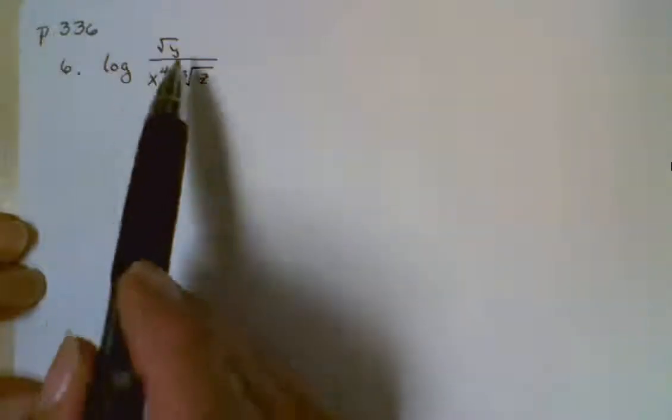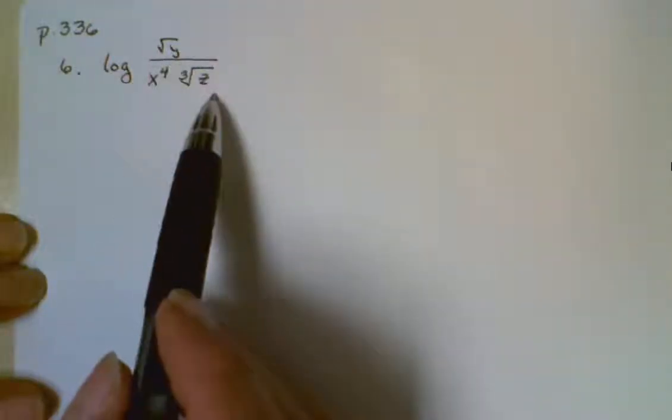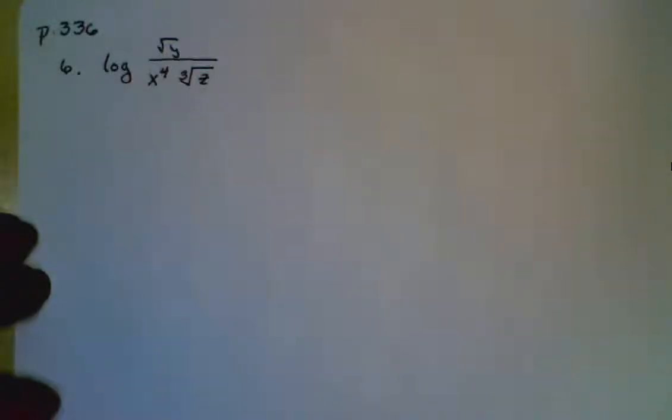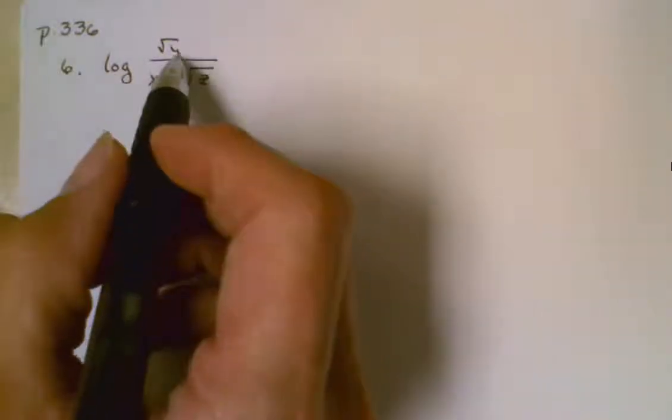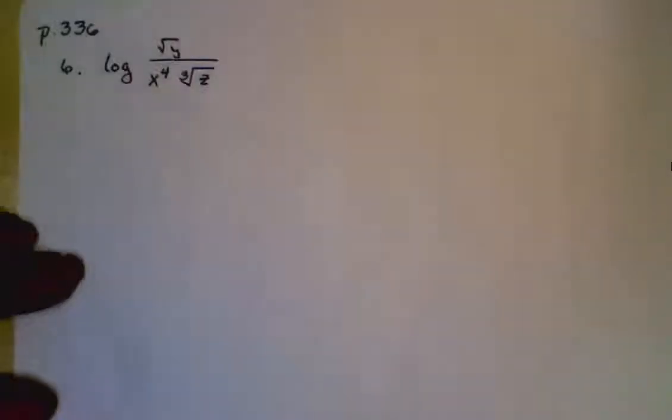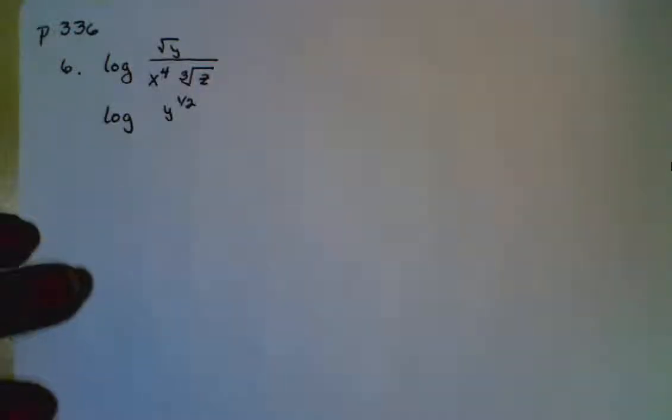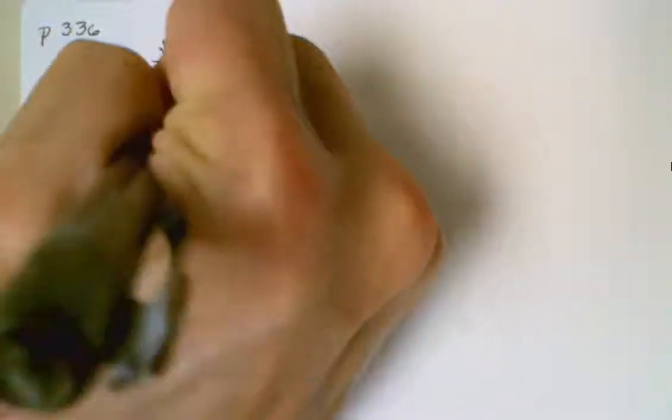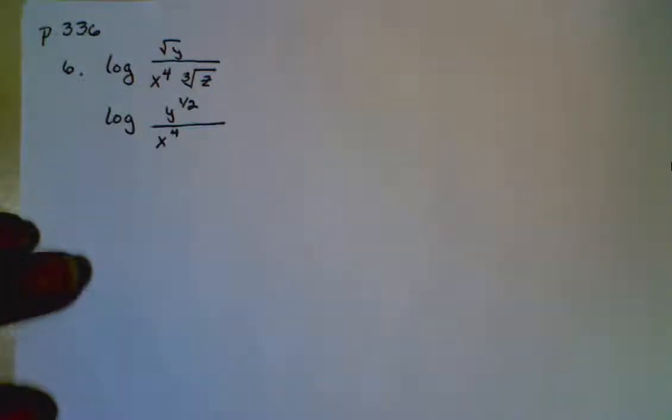The first thing that I'm going to have to do is rewrite these radical expressions with exponents so that I can use property C later. What exponent means the same as square root of y? That's y to the 1/2. And in the denominator, cube root of z is z to the 1/3.